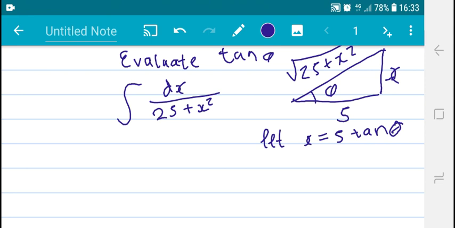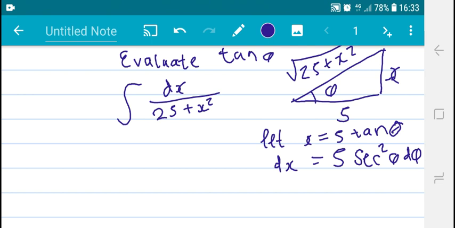Tangent is basically opposite over adjacent. And therefore, to find the opposite side, you go adjacent times the tangent, which is 5 times tan theta. And now we differentiate this by saying dx is equal to 5. Now, what's the derivative of tan theta? It's secant squared of theta. Secant squared theta d theta.